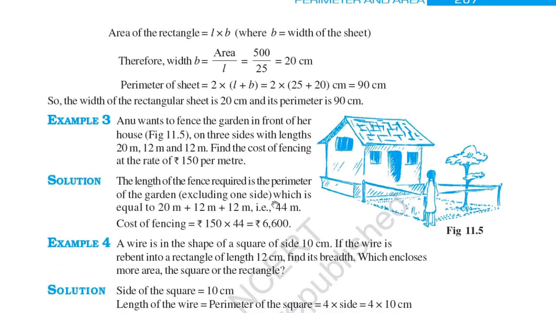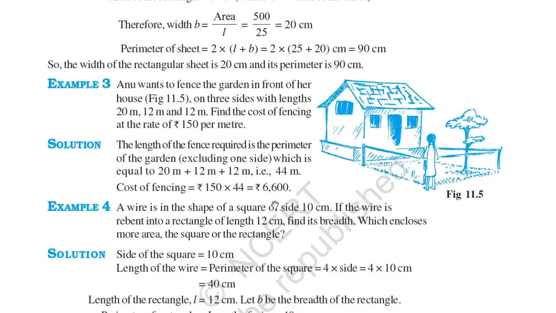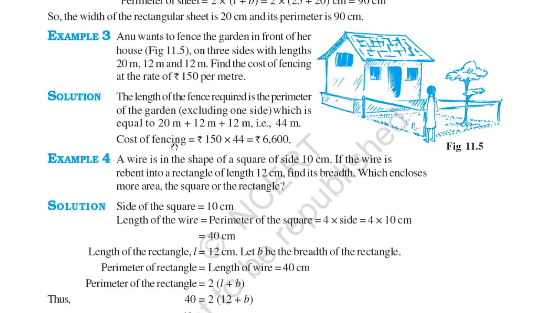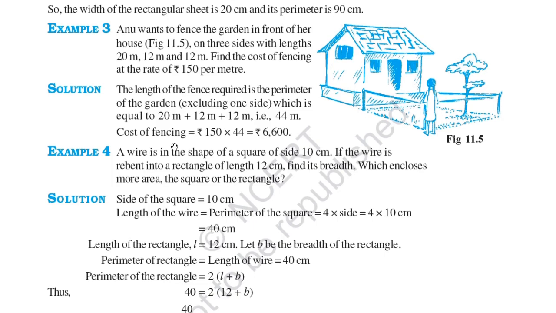Example 3. Anu wants to fence the garden in front of her house. So you can see her house in figure 11.5. She fences three sides with length 20 meter, 12 meter and 12 meter. Find the cost of fencing at the rate of 150 per meter. So you can see here the length of the fence required is the perimeter of the garden, excluding one side. So one side has to be excluded, which is equal to 20 meter plus 12 meter plus 12 meter, which will give 45 meter.